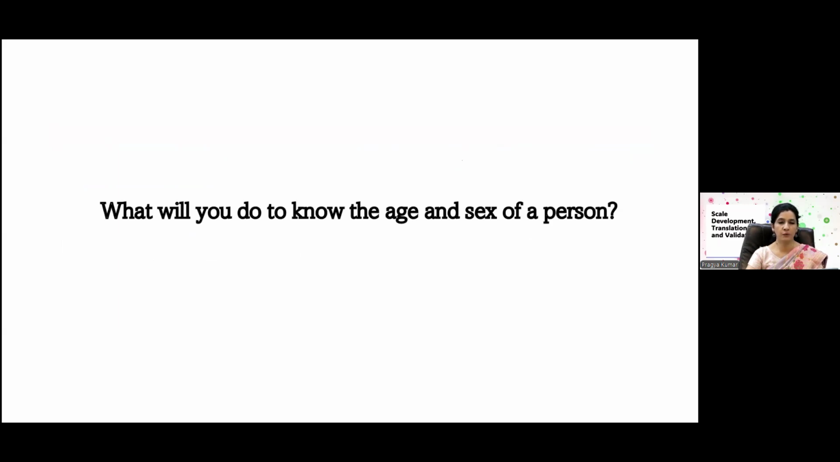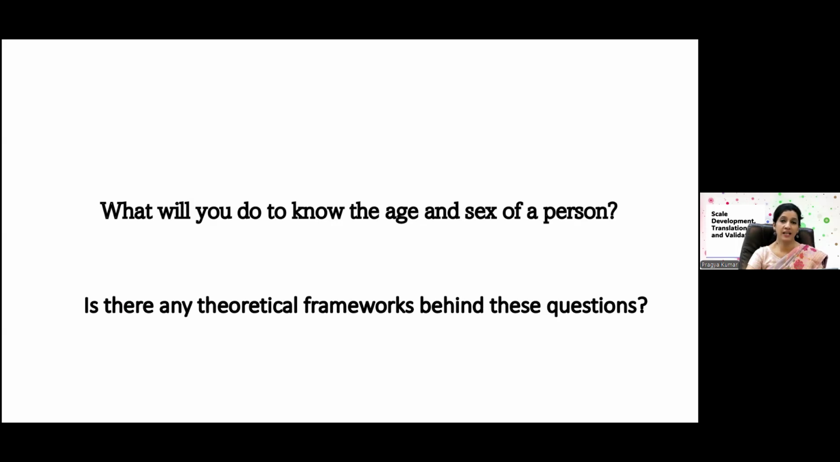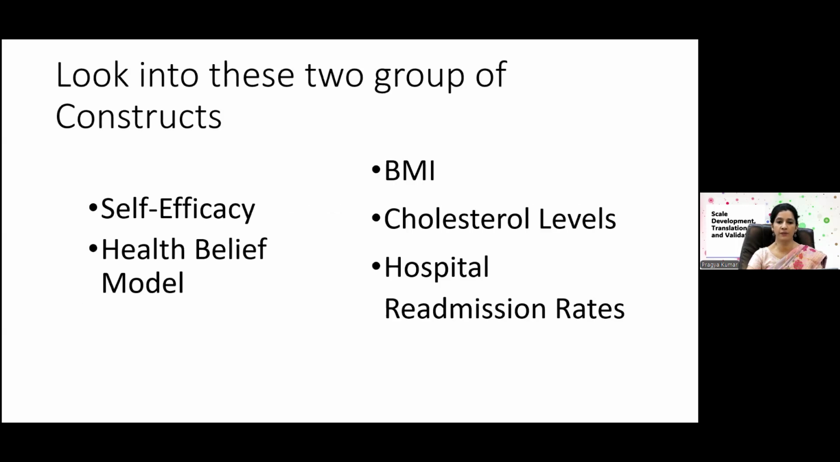If I ask this question again, we have asked this question earlier also. What will you do to know the age and sex of a person? You will simply ask the question. So is there any theoretical framework behind these questions? Can you write yes or no? Swapnil is writing no. Shruti? Yes, no, there is no theoretical framework.